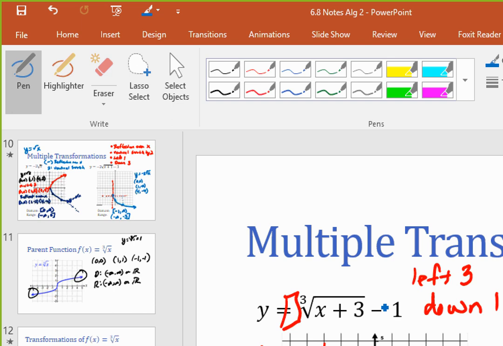This idea of creating a new coordinate axis will help you a lot on these transformation type problems. Understand the parent function, the coordinates of the parent function, create a new coordinate axis with a shift, and then plot your points on that new coordinate axis, and that will be your new graph.